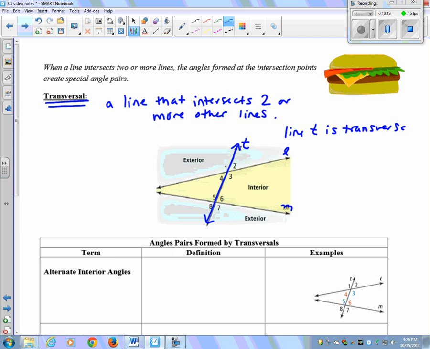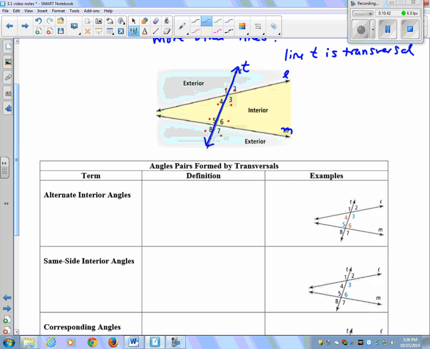And when the transversal crosses these other lines, essentially it creates 8 angles. So those are numbered here: 1, 2, 3, 4, 5, 6, 7, 8. 8 angles are created by 2 lines cut by a transversal. So those angles that are formed have special names. I want you to think about this diagram, and we're going to do an activity about this diagram in class one day. But think about the diagram.